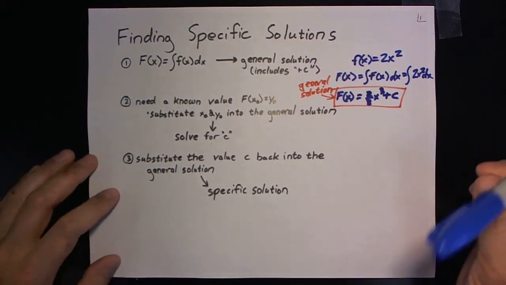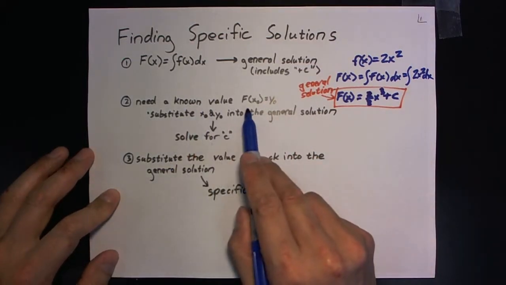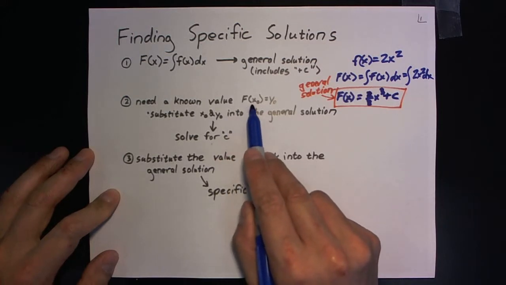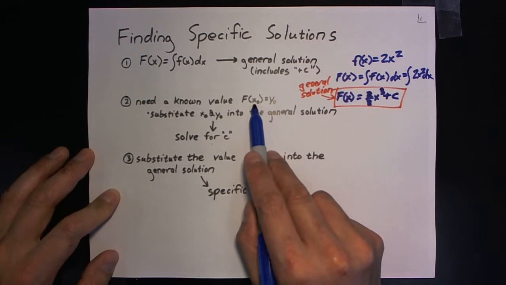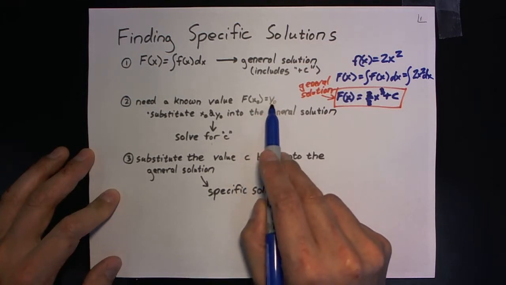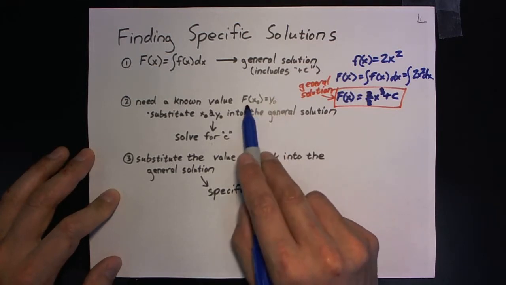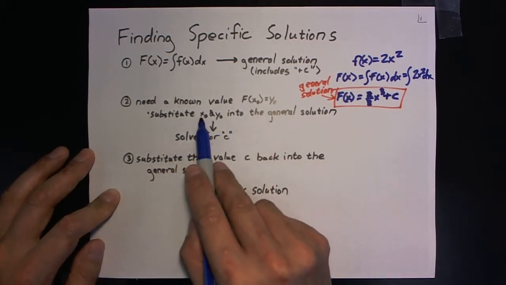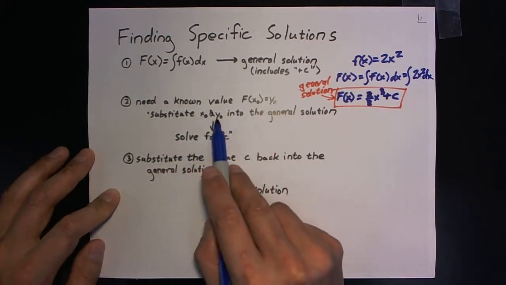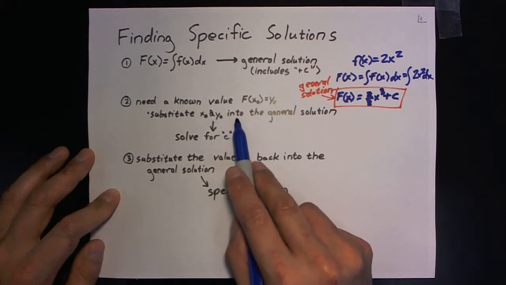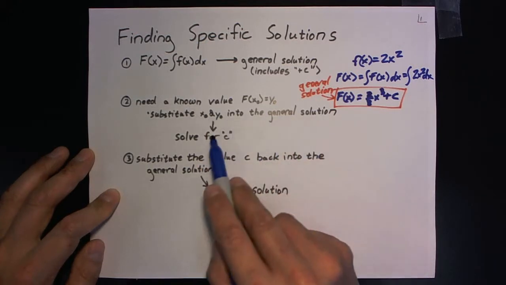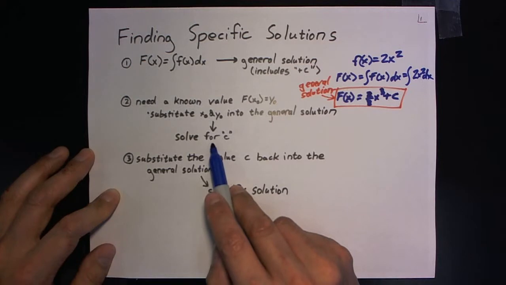But in order to get a specific solution, you need to know the value of the function, capital F, both its x and y coordinates. So you need one pair of coordinates that this function satisfies. And then you take that pair of coordinates, call it x0 and y0, and substitute it back into the general solution. Then you use algebra to solve for c.